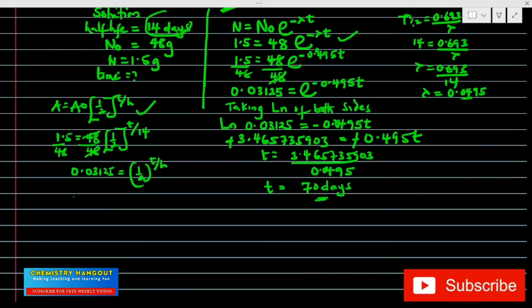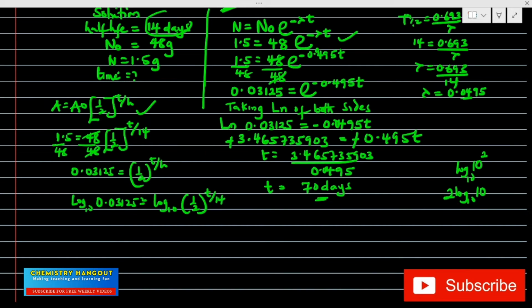So we take log of both sides. We are going to have log to base 10 of 0.03125, equal to log again to base 10 of half to the power T over what is our H? That's half-life. That's what? 14. I want to believe we are together. Now remember that law of log, when you have log of 10 to base 10 raised to power 2, it is the same thing as saying 2 log 10 of 10. So I want to apply that here.